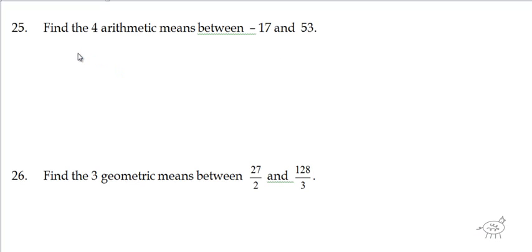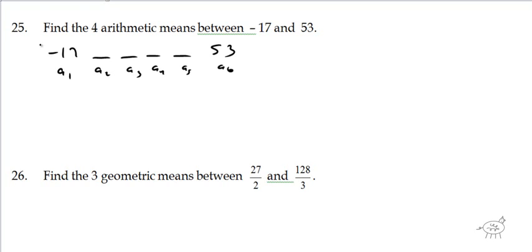Okay, so number 25 says find the 4 arithmetic means between -17 and 53. And if you guys remember, you're going to write -17 and you're going to put 4 blanks here, and you're going to put 53. And so this is your a sub 1, a sub 2, a sub 3, a sub 4, a sub 5, and a sub 6.